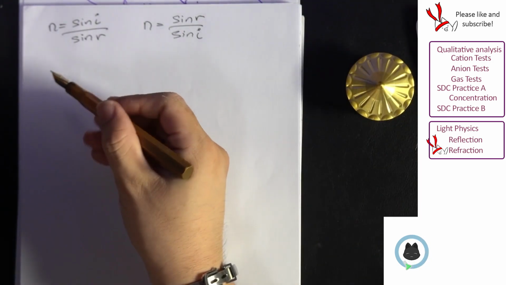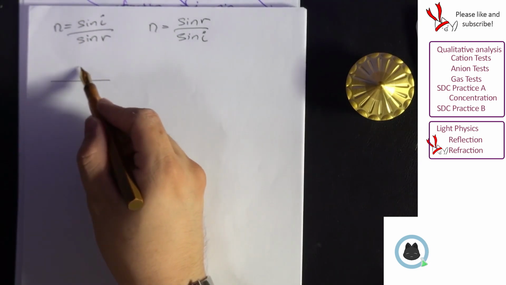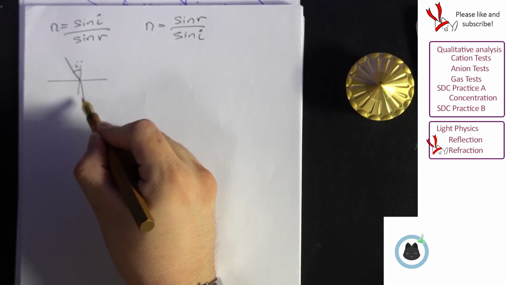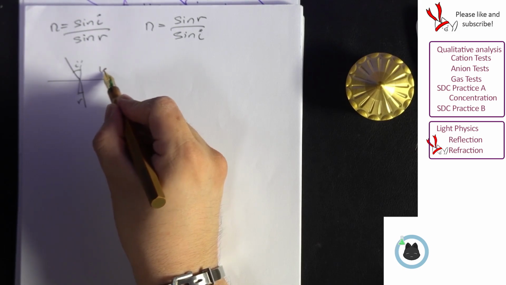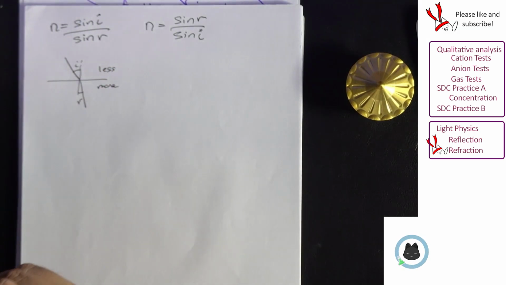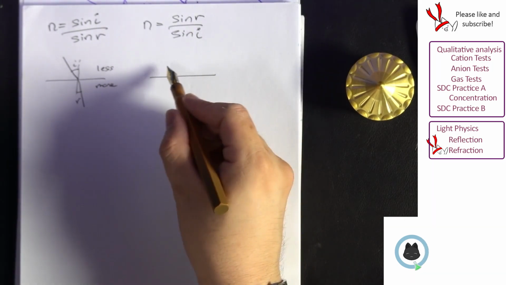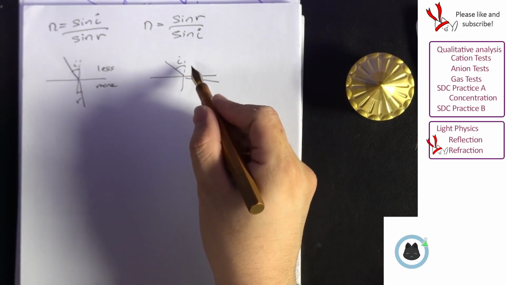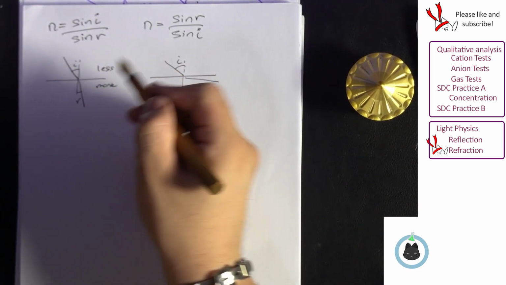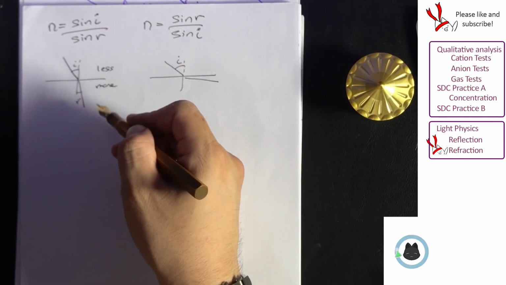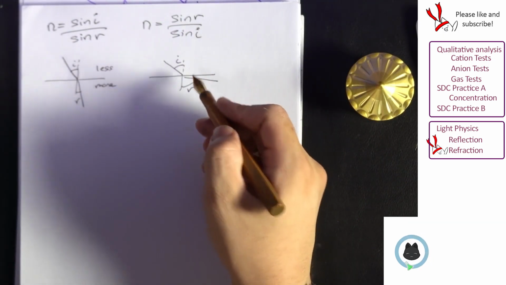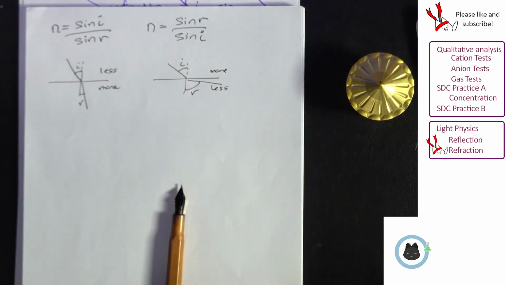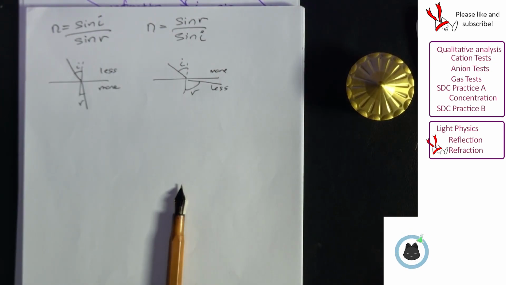Okay, I'll tell you what it is. If it's sine i over sine r, this is i, this is r, it should be from less dense to more dense. If it's from i to r, then it's less dense to more dense. If it's r to i, it is from more dense to less dense. This method to remember is rubbish because it's very easy to make a mistake.